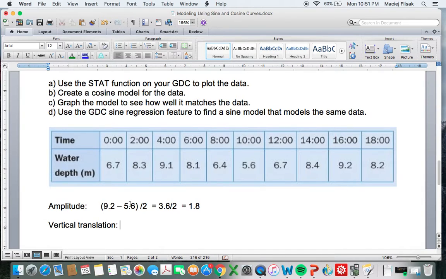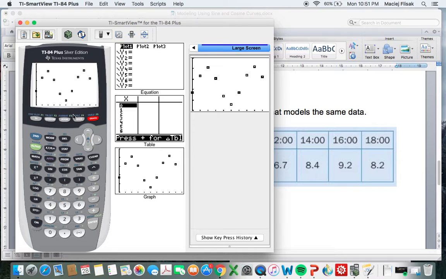Let's look at the calculator for a second. So 9.2, 5.6, and the amplitude is 1.8. There's my 9.2, there's my 5.6, and I subtracted those. 9.2 minus 5.6 was 3.6, and I divided by 2 to figure out the amplitude. So the center line would be somewhere here, and it would be 1.8 up and 1.8 down to get the amplitude from the center line.